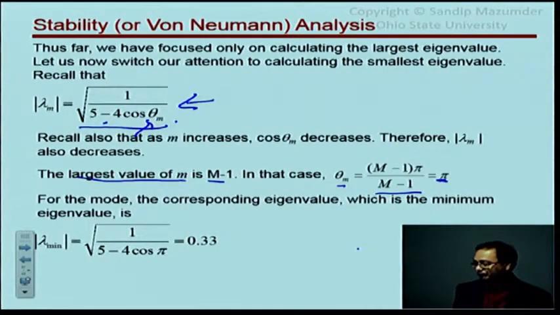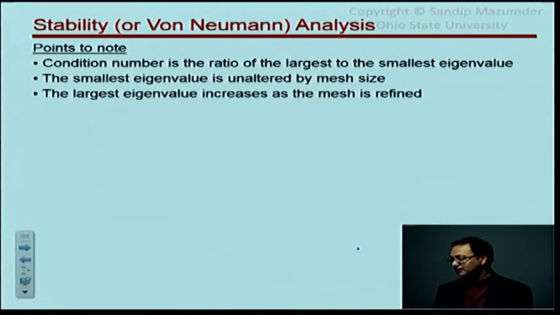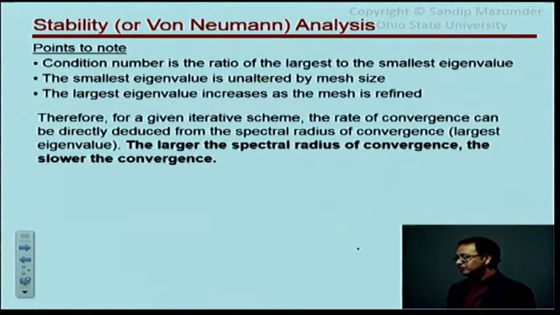Okay? And so you see the minimum eigenvalue is unaltered by the mesh size, which in this case corresponds to capital M, the number of node points. Only the maximum value is altered by the mesh size. So what does that mean? That means that the larger the spectral radius of convergence, the slower the convergence for a given iterative scheme. So if I'm looking at solving the same problem using Gauss-Seidel, let's say, if one of them gives me a larger spectral radius, then that means that would also be slow convergence.